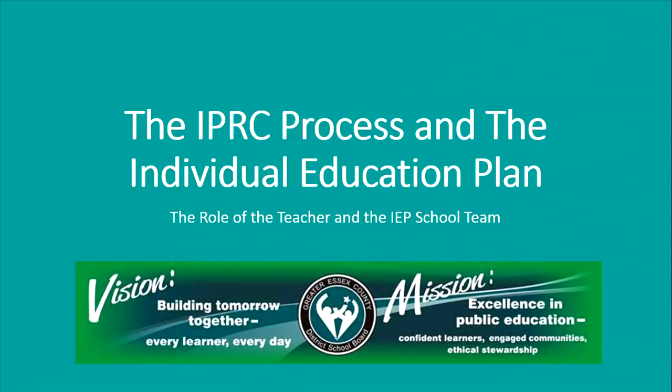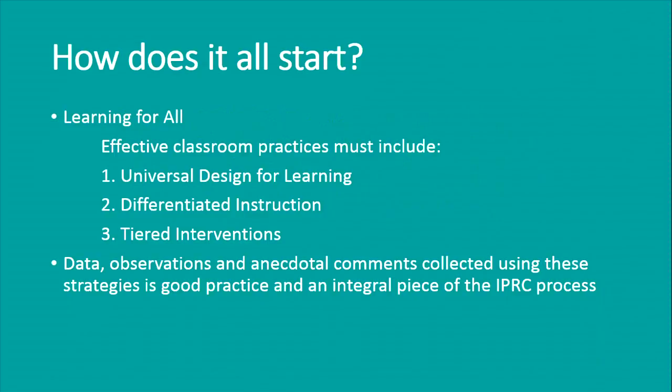This is the first in a series of presentations designed to support teachers in understanding the IEP process and writing effective IEPs. The Ministry of Education's Curriculum Resource Guide, Learning for All, tells us that there are 3 practices that every effective classroom should have. They are universal design for learning, differentiated instruction, and tiered interventions. Refer to the strategic wheel for links to additional strategies for universal design for learning and for differentiated instruction. Tiered interventions will be discussed further in this presentation.